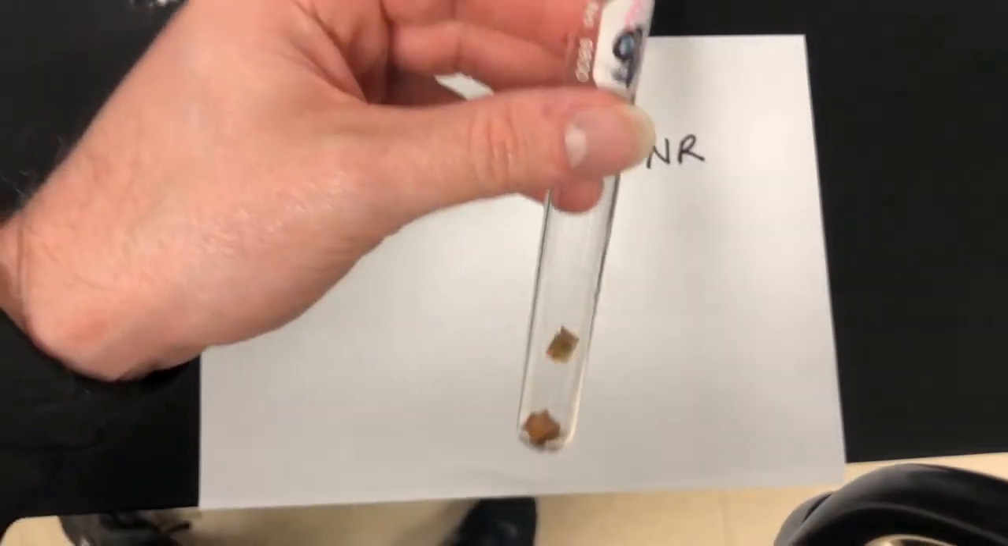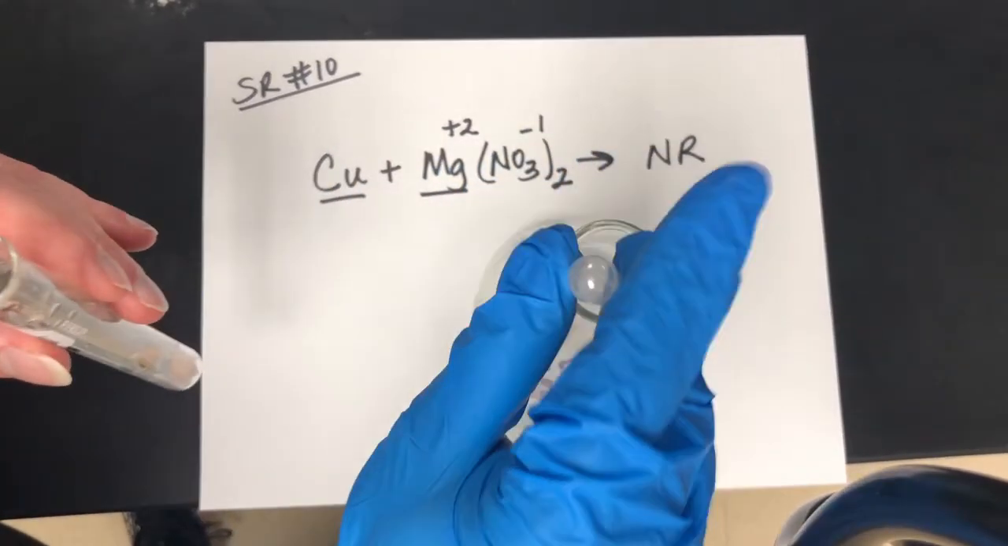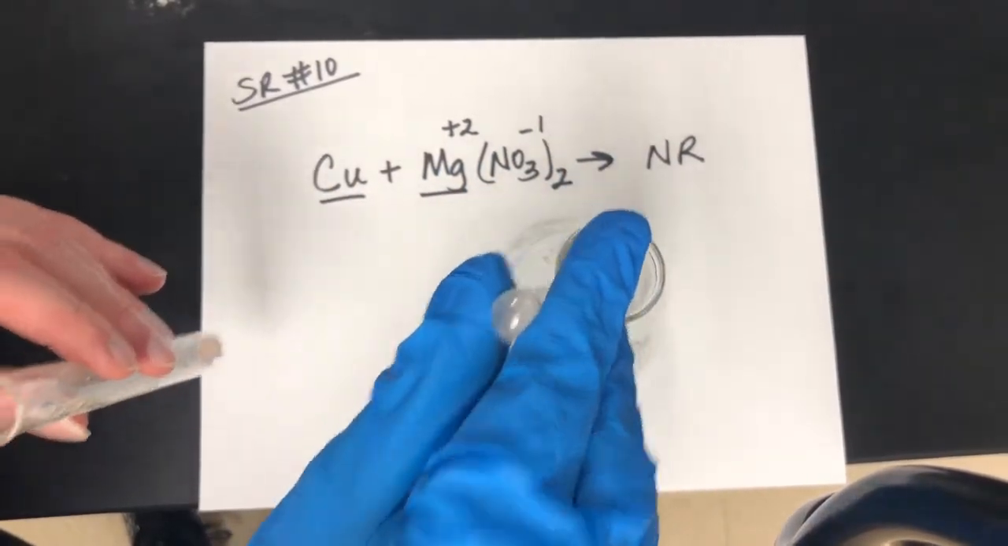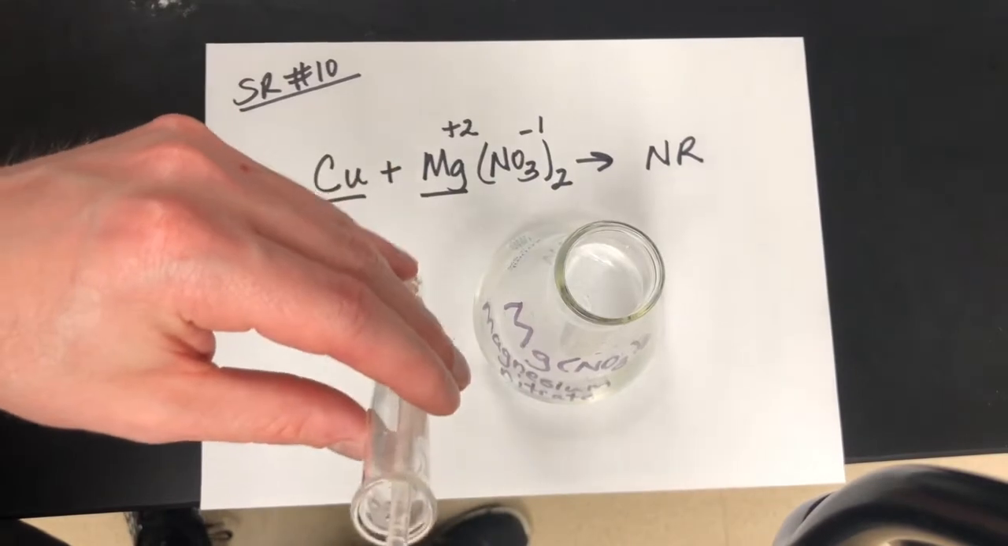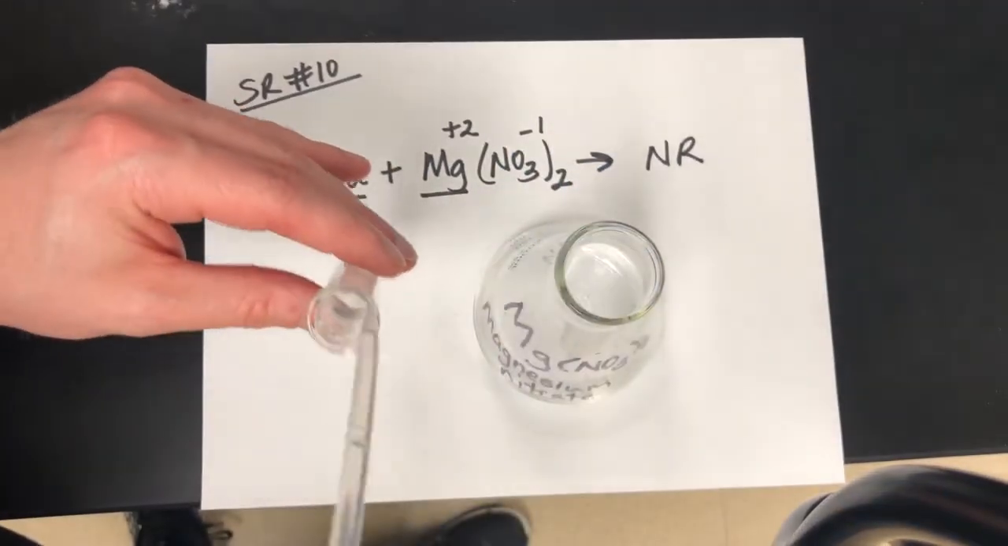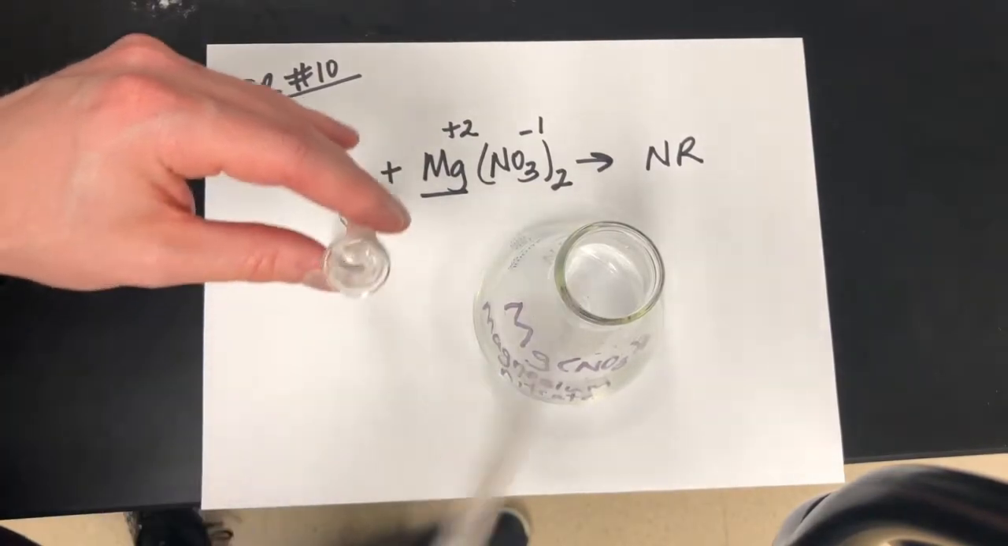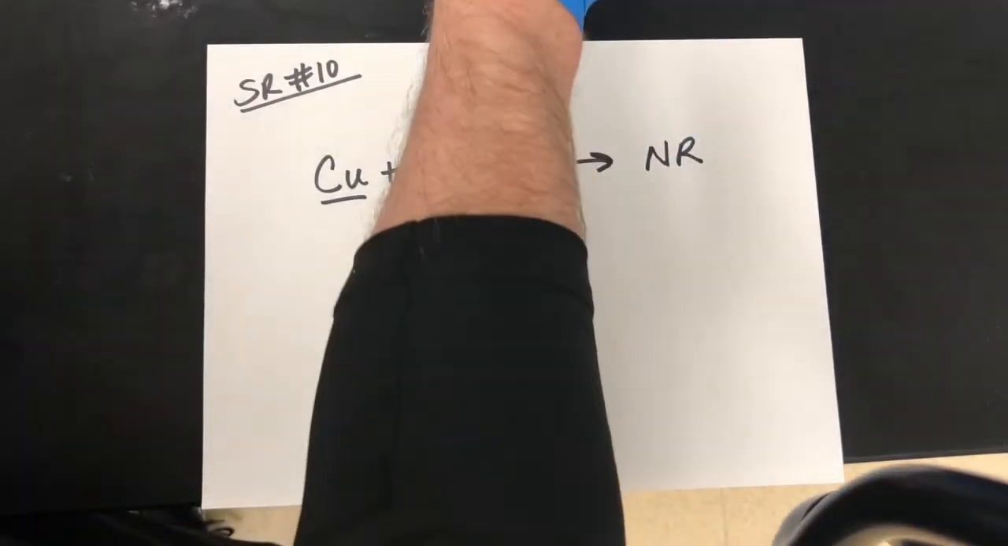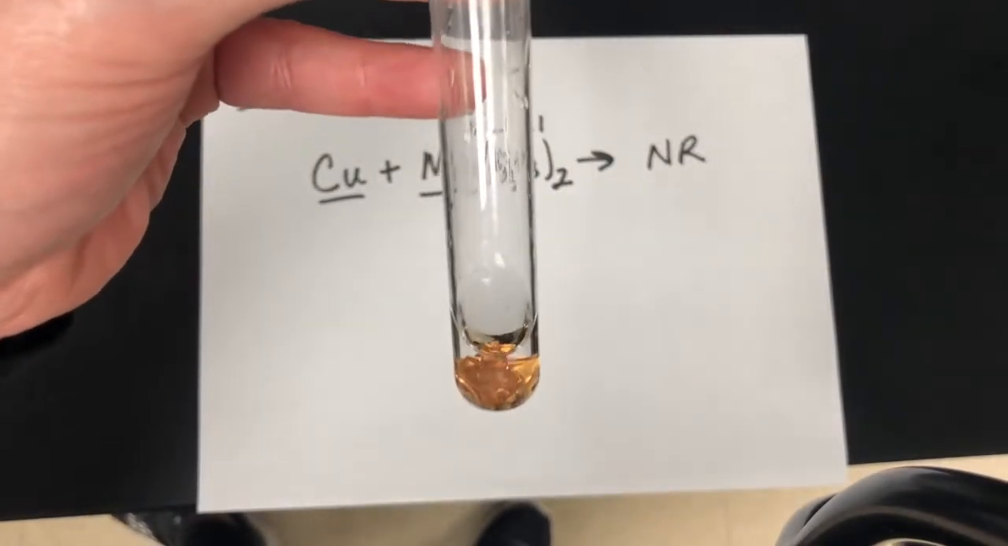Just copper metal in my test tube, and I'm going to take a couple squirts of magnesium nitrate. It's a clear solution. We predicted that nothing will happen, so we should get nothing that happens. Okay. And if I look at what actually happens, the copper looks unchanged. Okay, so our hypothesis of no reaction was actually true.